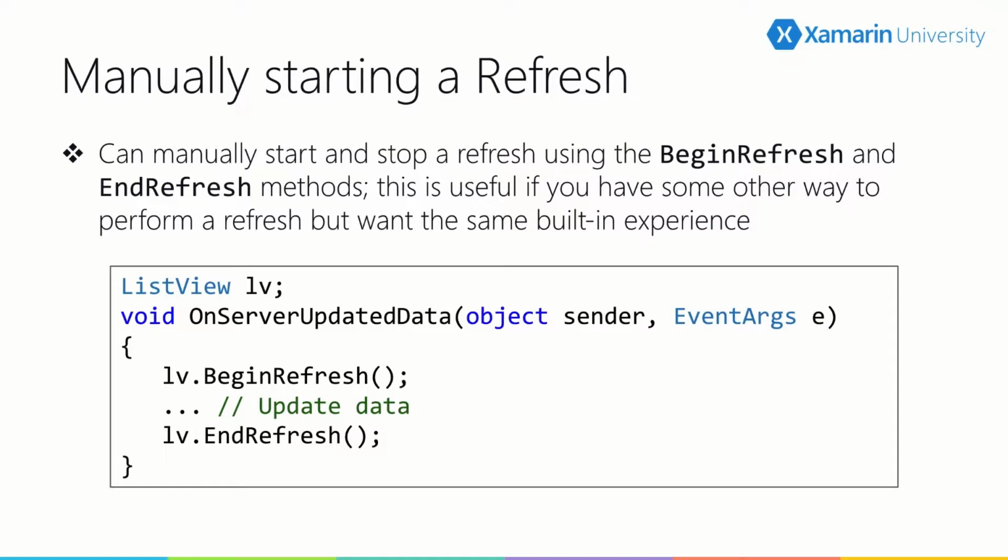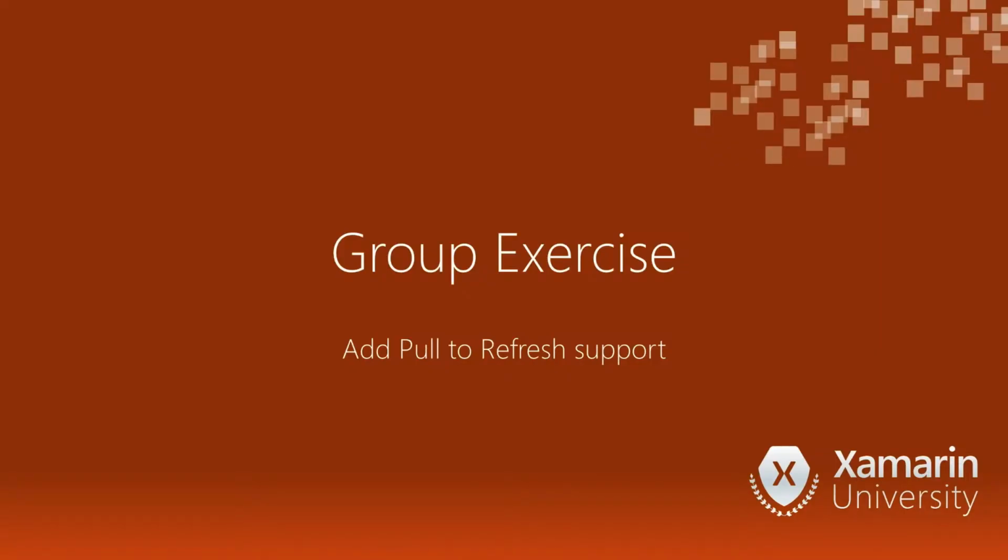Finally, there's one more option. There are situations where you will want to trigger the refresh process from within your code. And you also want the visualization of ListView to be visible. In this case, you can manually start it by calling begin refresh, and when you're done, you simply call the ListView's end refresh method.